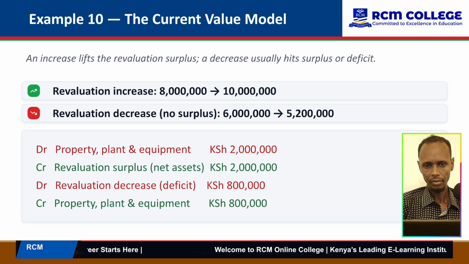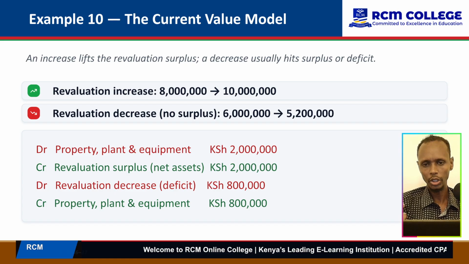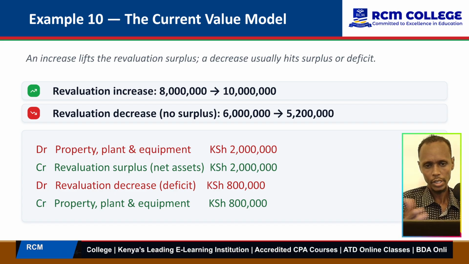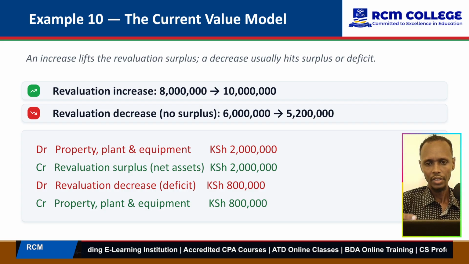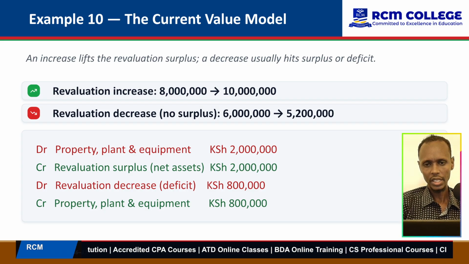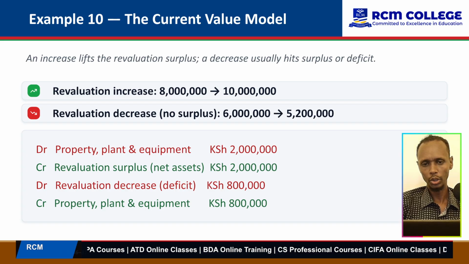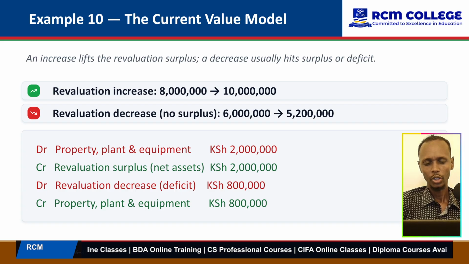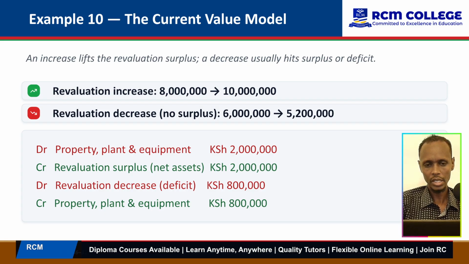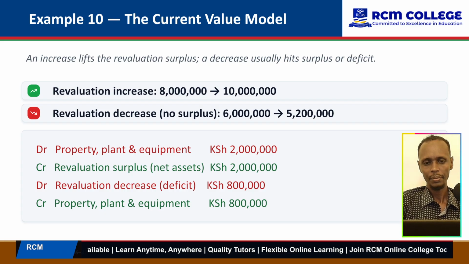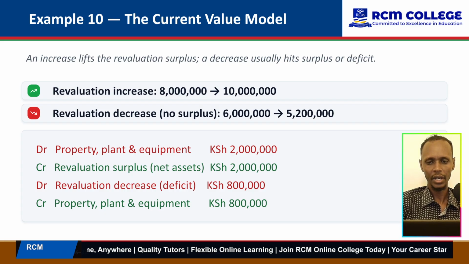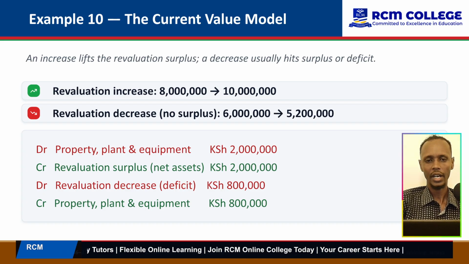But if there is any decrease to revaluation surplus, this is another example. So the first one we have sorted. The second one, if there is a decrease to revaluation, your asset decreased from 6 million to 5.2. The 800 decrease, you debit, you reduce your revaluation by that amount and credit your property, plant and equipment. So it is a reduction to both your surplus and also your assets.